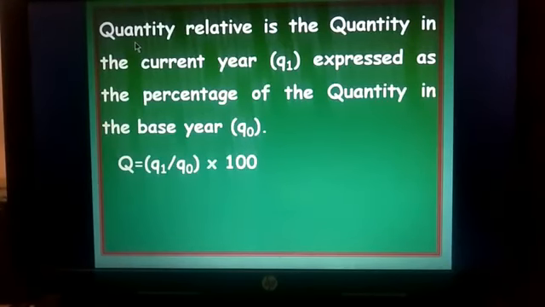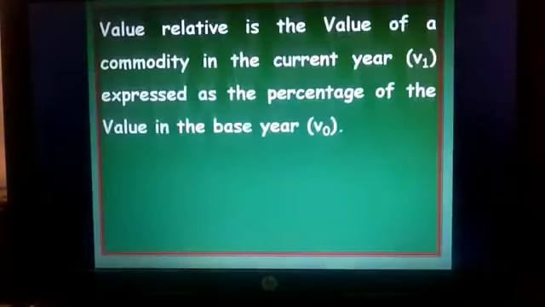Look at the cursor. Quantity relative is the quantity in the current year, Q1, which is this thing, expressed as the percentage of, because it is multiplied by 100, continuously look at the cursor, the quantity in the base year. Similar to price relative, how we have defined, this is there here as quantity relative. Next, value relative.